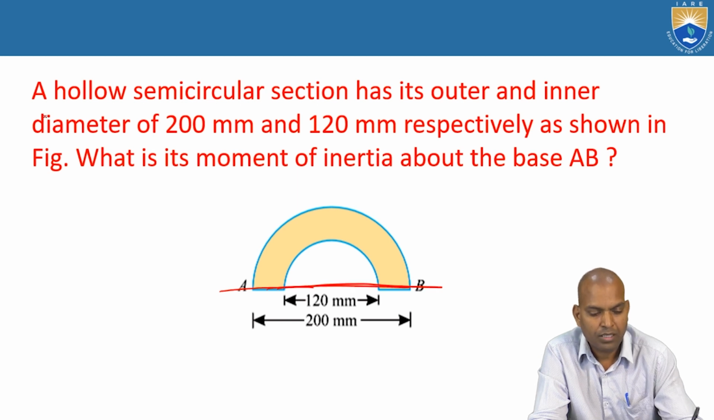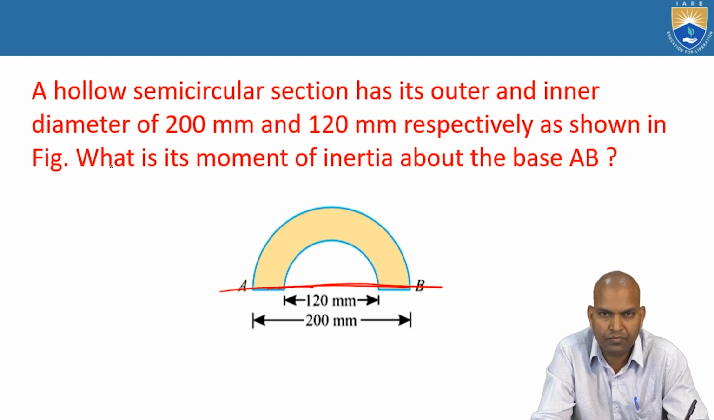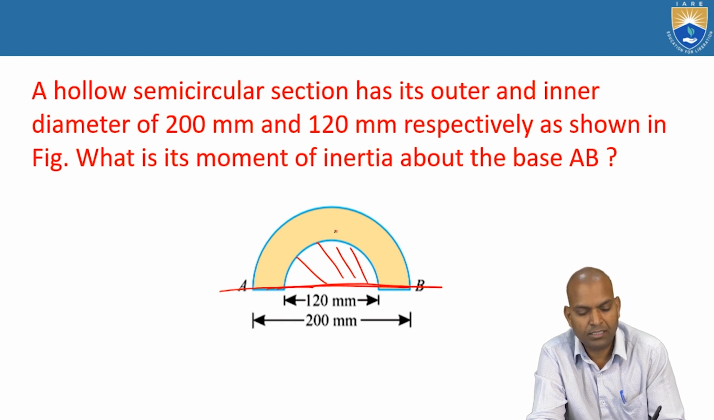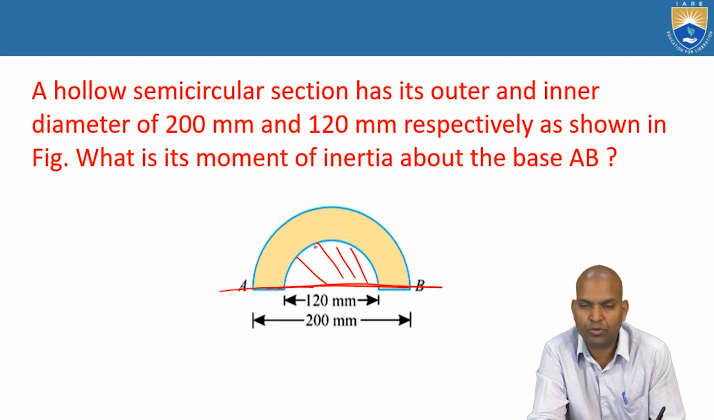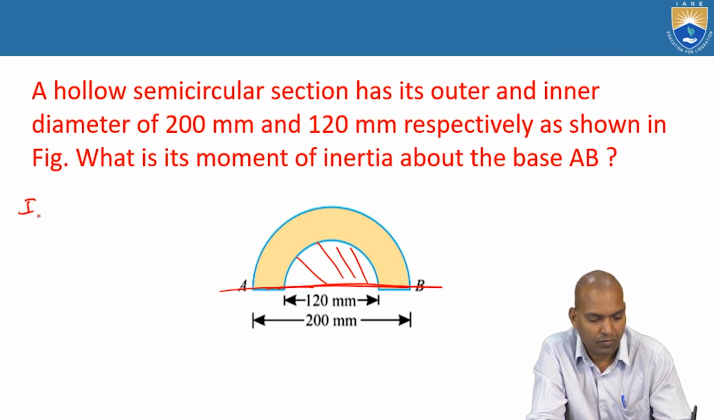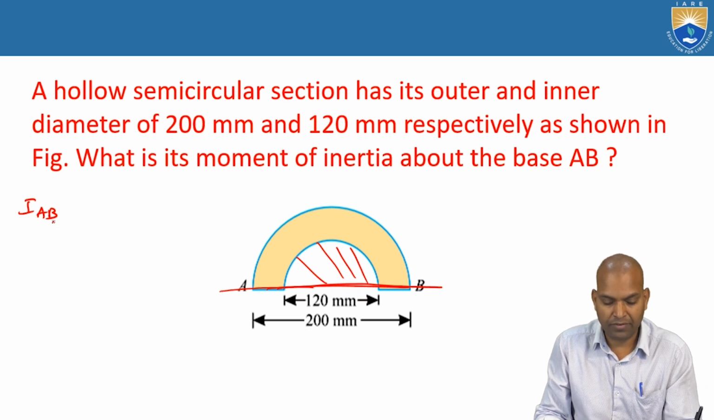A hollow semicircular section has its outer and inner diameters of 200 millimeters and 120 millimeters, as shown in the figure. What is the moment of inertia about its base AB? What to do? We subtract the smaller semicircle from the larger one, and we get the colored portion. We need I_AB, the moment of inertia about its base, not the axis passing through the center of gravity.